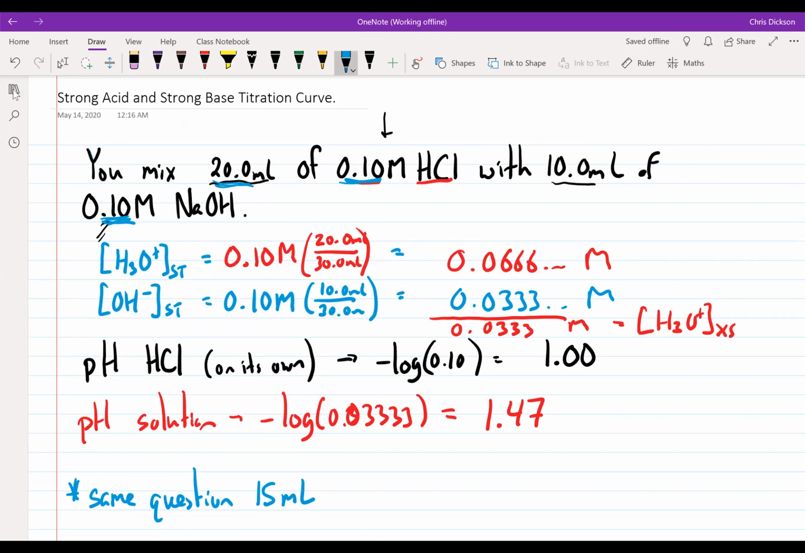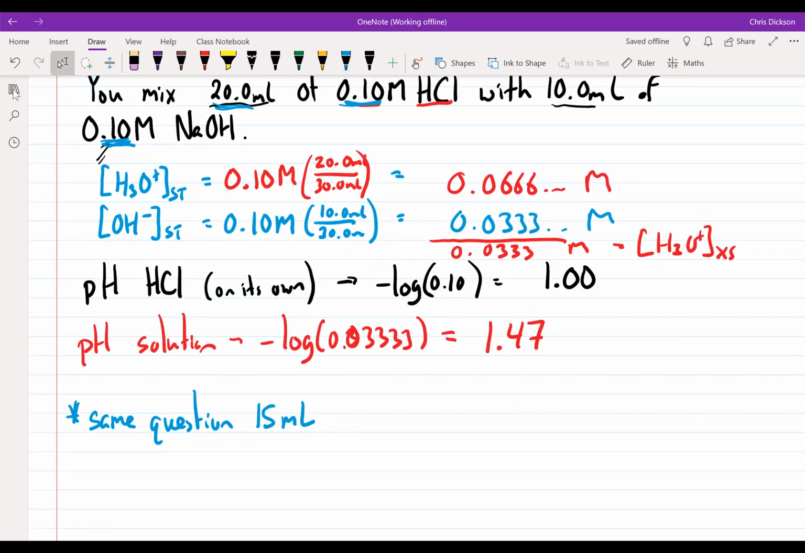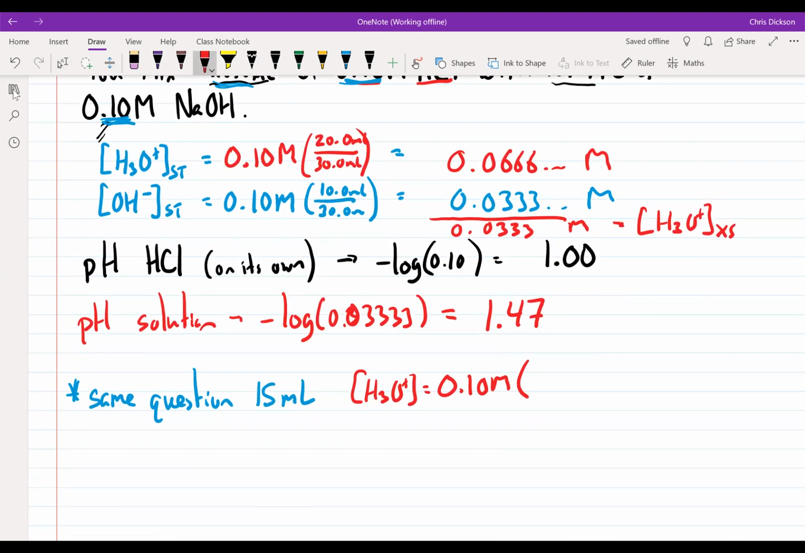Once again, I'm not going to worry too much about sig figs right now. It's more concepts here I want you to think about. So if you did 15 mils, then the concentration of the hydronium should still be in excess. But let's work out what we start with. This would be equal to the concentration of the acid, which is 0.10 molar, multiplied by a dilution factor. Same question, 15 mils of base now. So 15 mils of base being added. So you're getting closer and closer to that magic number of 20.